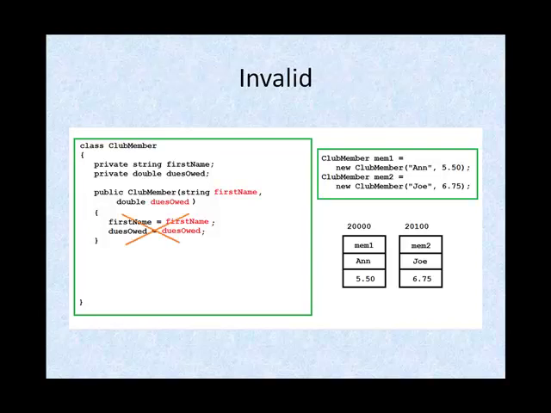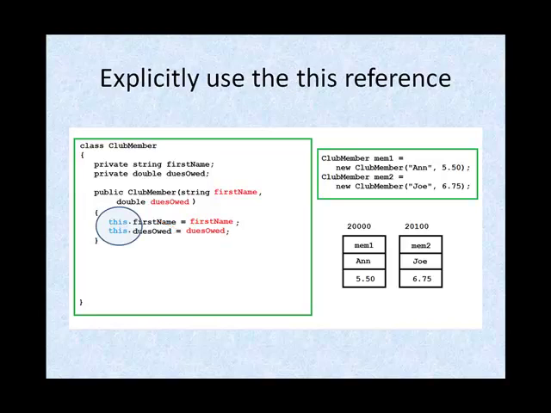So this doesn't work. What you can do if you want to use these parameter names is explicitly use the this reference with firstName and duesOwed. Now the parameters will be assigned to the class fields at the appropriate memory addresses. When you declare a ClubMember using Anne, Anne's first name will be assigned to 20,000's firstName, and her dues will be assigned to 20,000's dues. When you create the other club member, Joe's first name will be assigned to 20,100's firstName, and the dues will be assigned to the appropriate dues.